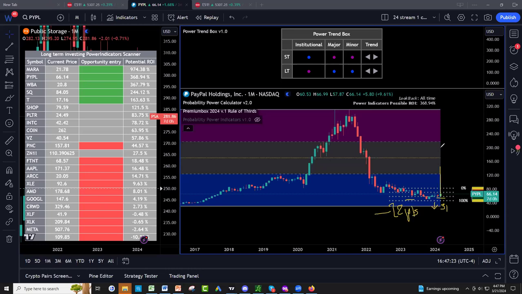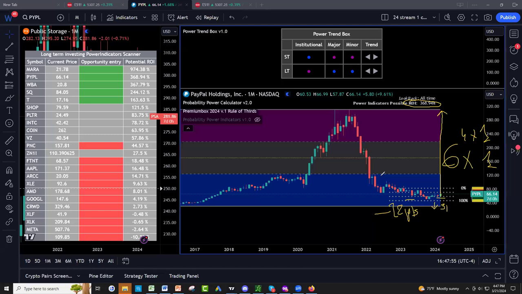From where I am to the edge of the calculators, 308, or this edge to 14, and you see that I have almost, right, a 6-to-1 ratio. Also, the premium tool, the probability power indicator, shows you my return on investment from where I am to where I can be, which is 368%.